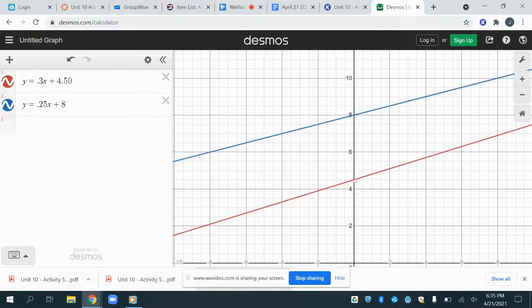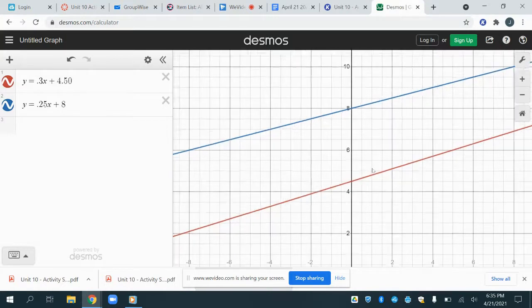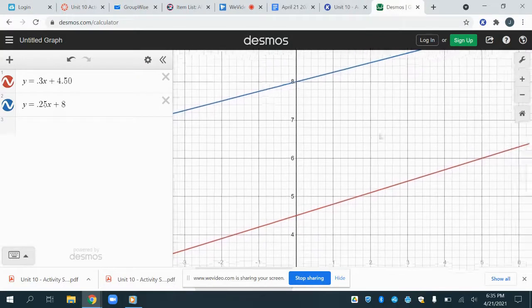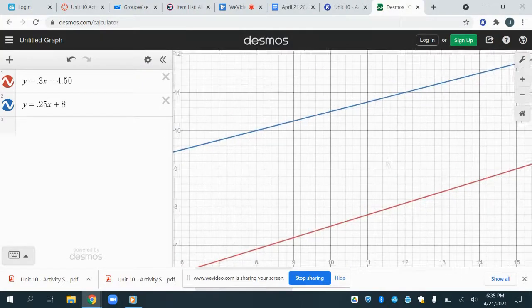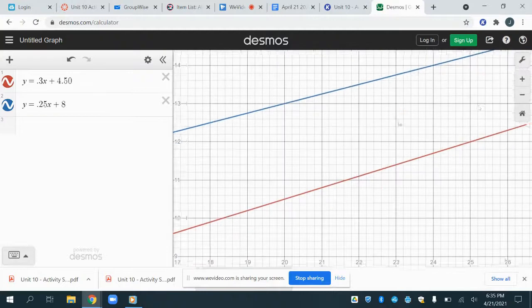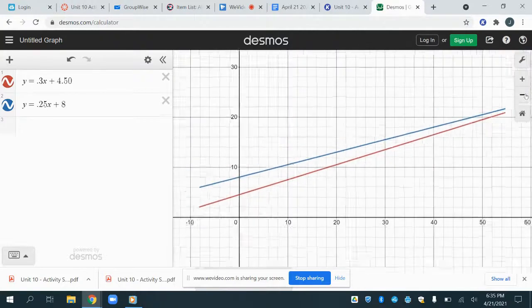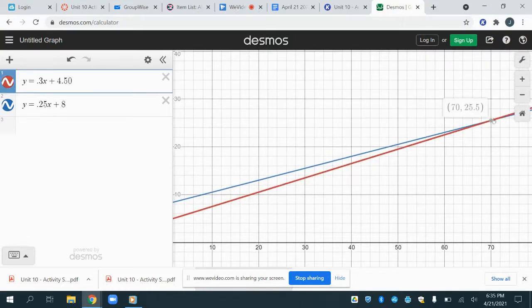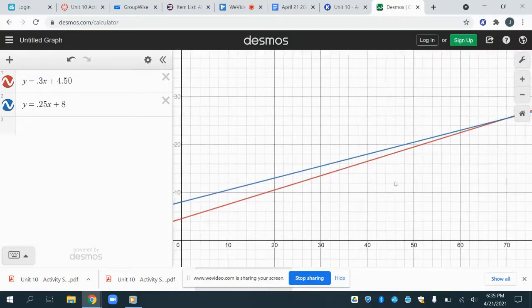So here's the one that starts at 450. Here's the one that starts at 8. There. And they're getting closer and closer. I'm going to have to zoom out so I can see better. Oh, they cross somewhere up here at 70, 25.5. What does that mean? Well, 70 is the number of clicks, and 25.5 is what the cost is.